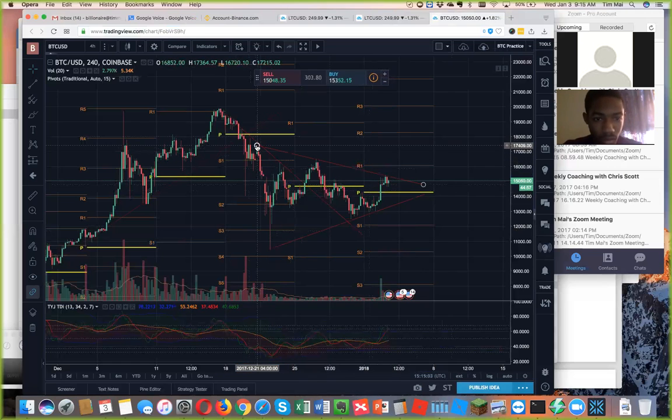Here's a better one. I took it from here, and I have three touches. Something like that is going to be a lot better trend line. It's going to show you a better trend whenever you do something like that.